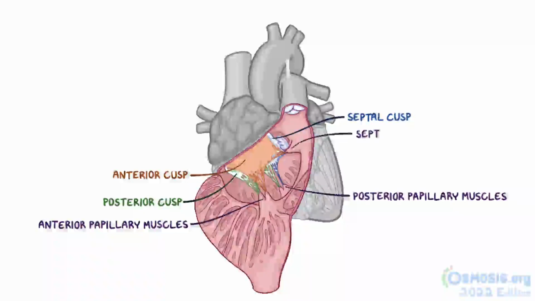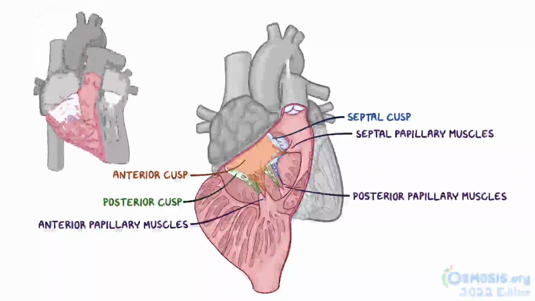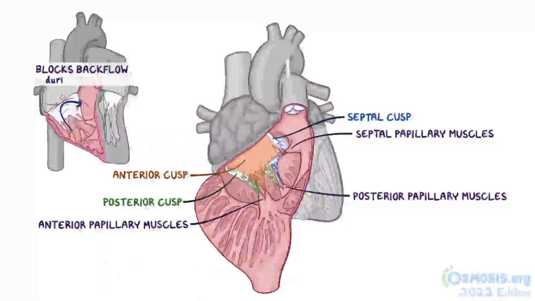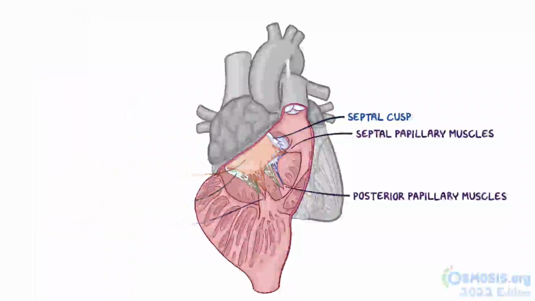And finally, there's the septal papillary muscle, which arises from the interventricular septum, and its chordae tendineae attach to the anterior and septal cusps. This smart and complicated mechanism is mainly meant to block the backflow of blood from the right ventricle to the right atrium during systole, which is when the heart contracts to pump blood out of the ventricles. Okay, we're not done with the right ventricle.